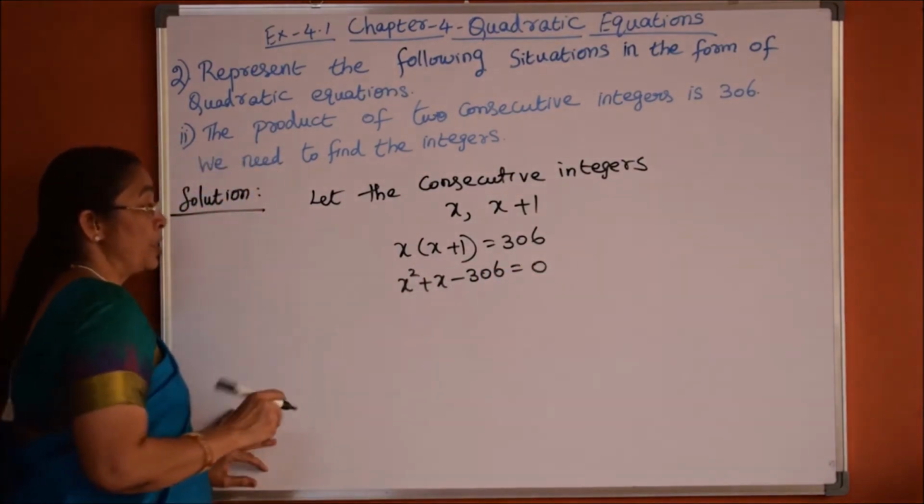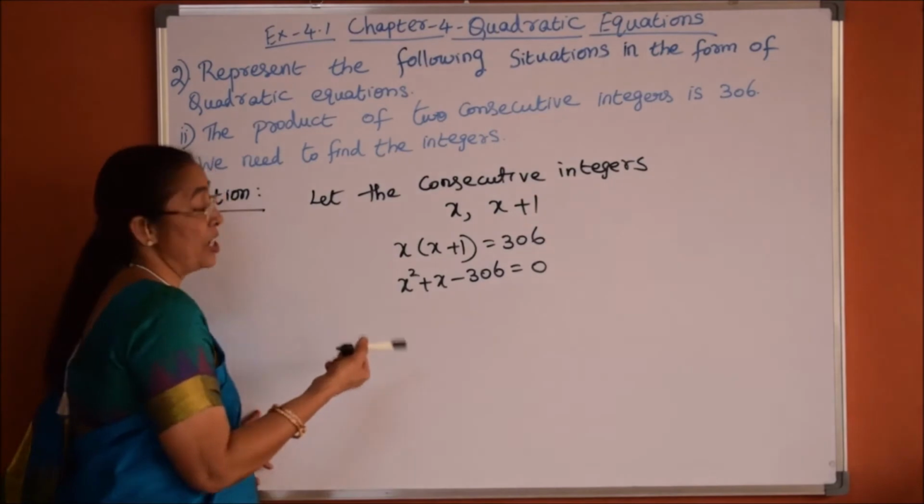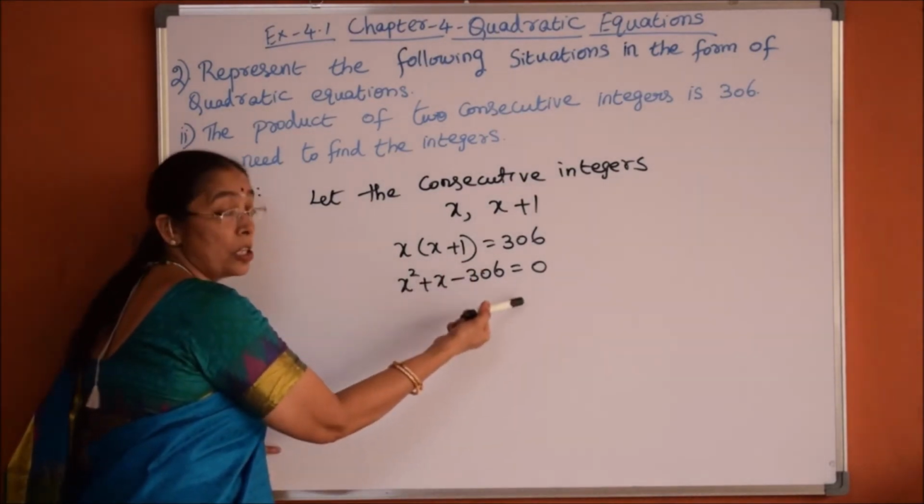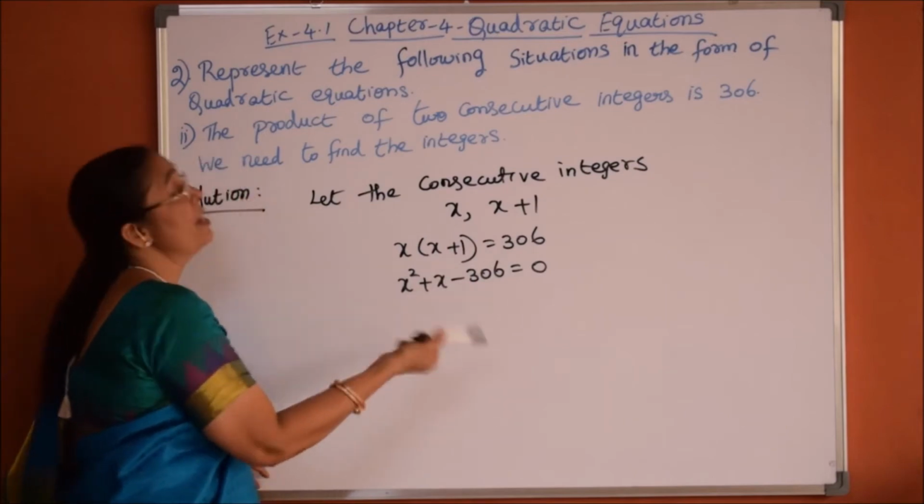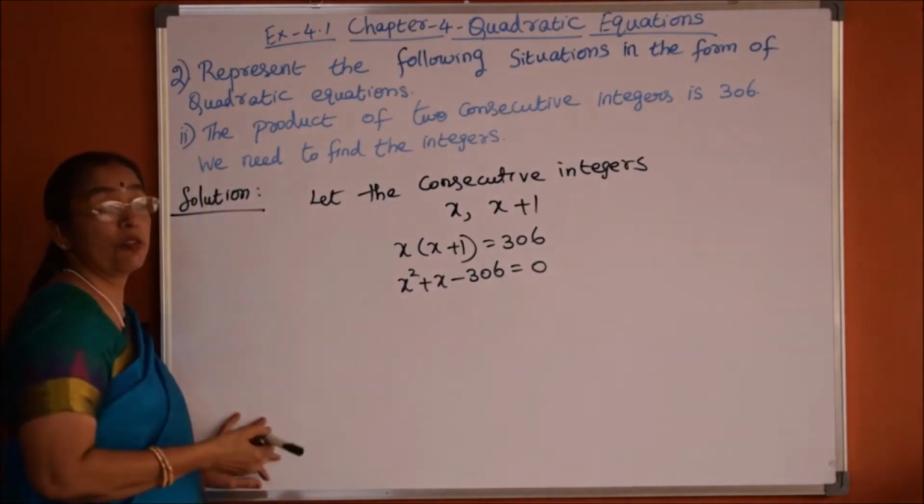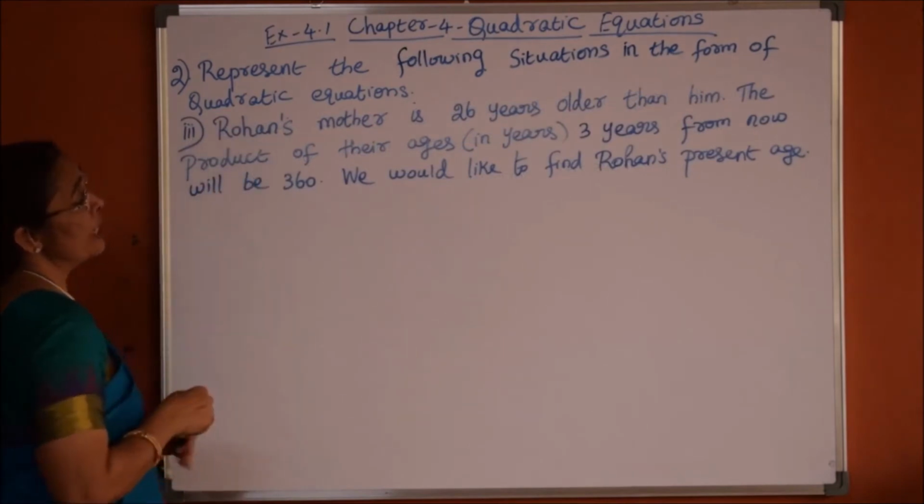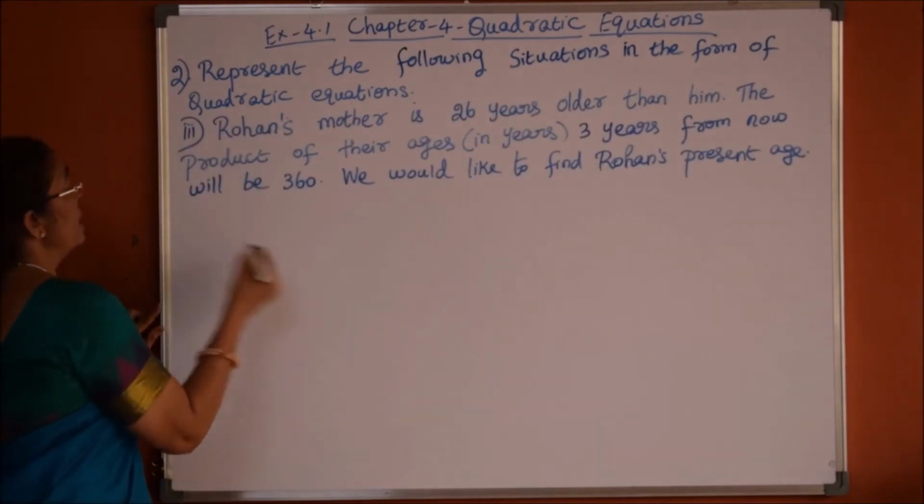Bring 306 to this side, we will get the quadratic equation as x square plus x minus 306 is equal to 0. This is the quadratic equation which represents the given situation. Third one, Rohan's mother is 26 years older than him.